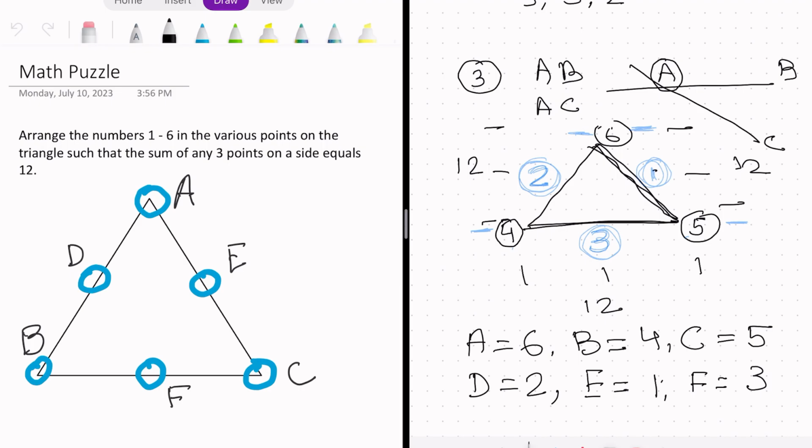So that's the solution. We have A equal to 6, B equal to 4, C equal to 5, D equal to 2, E equal to 1, and F equal to 3.